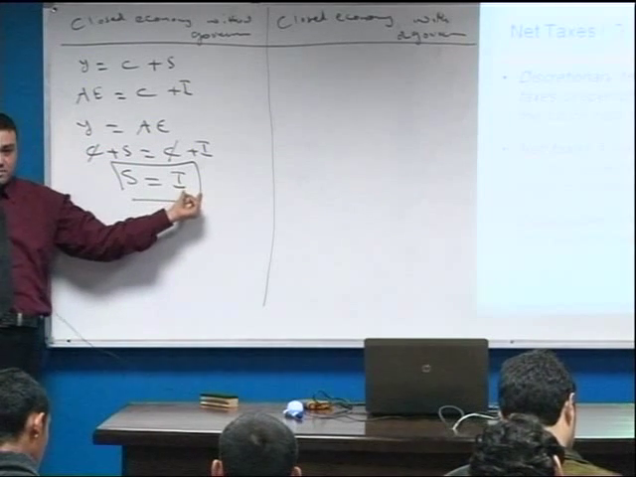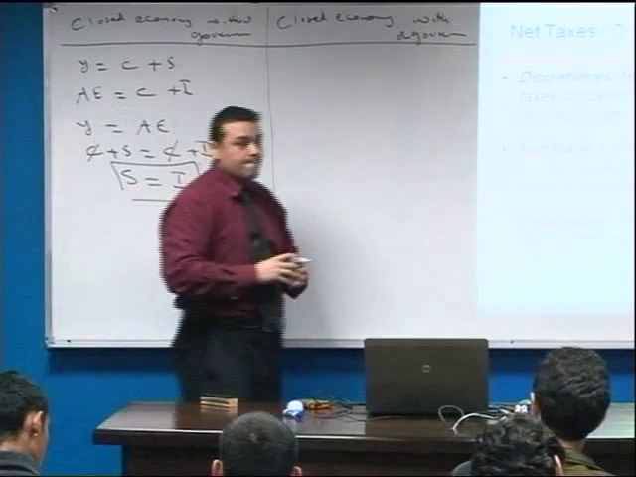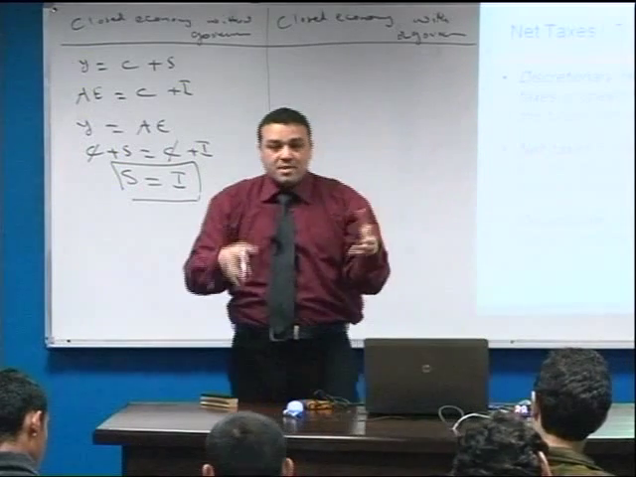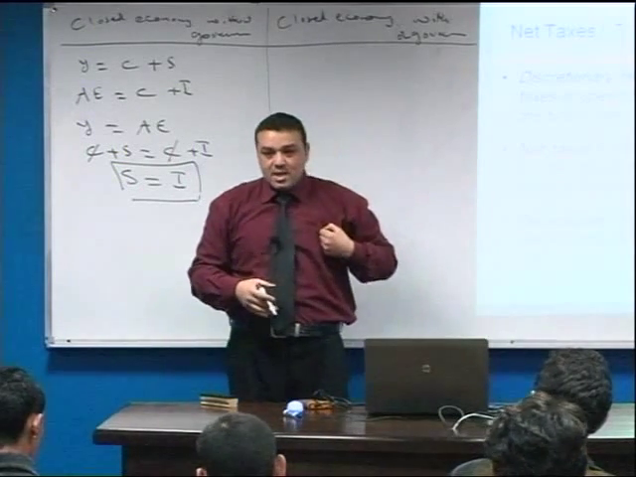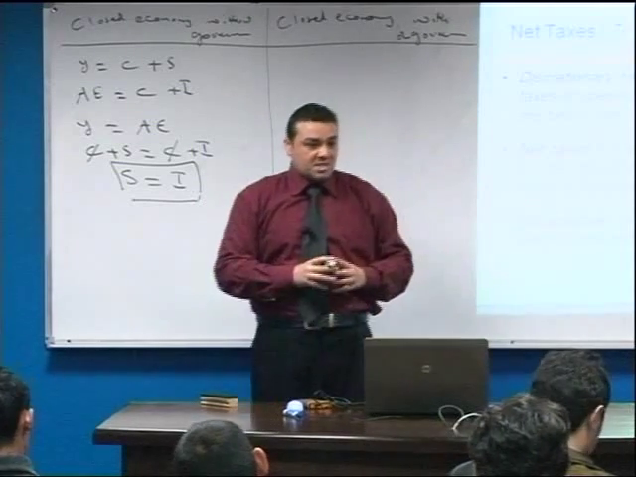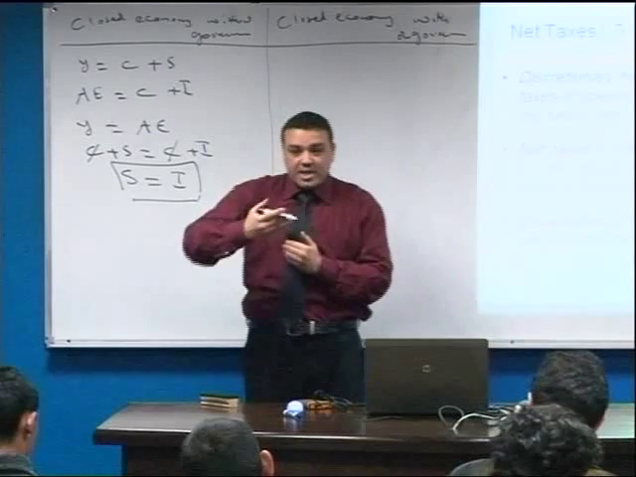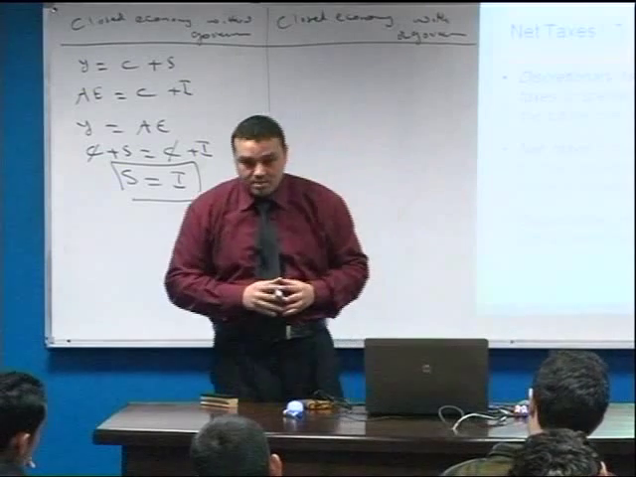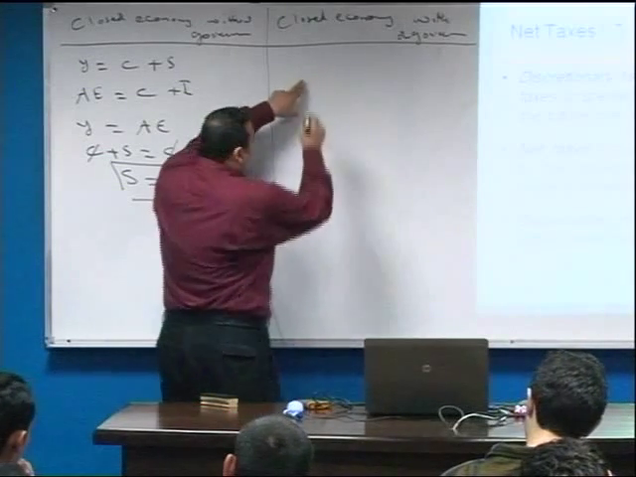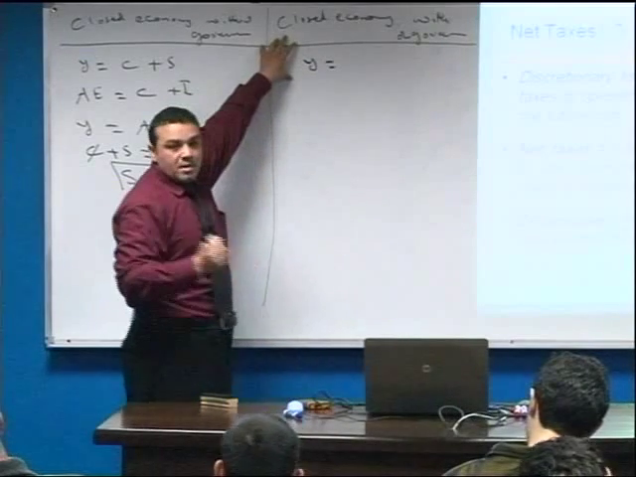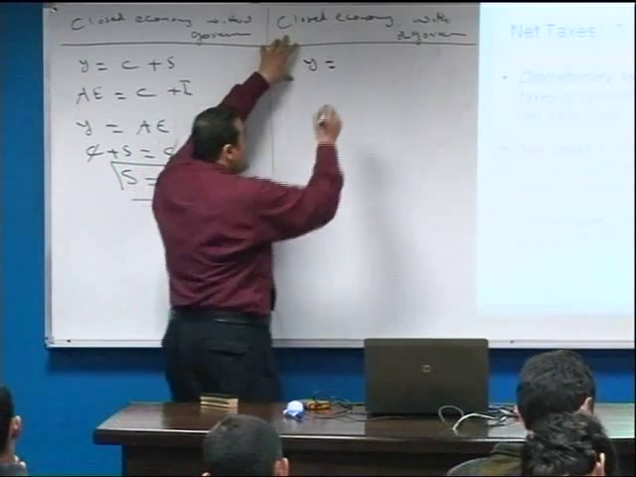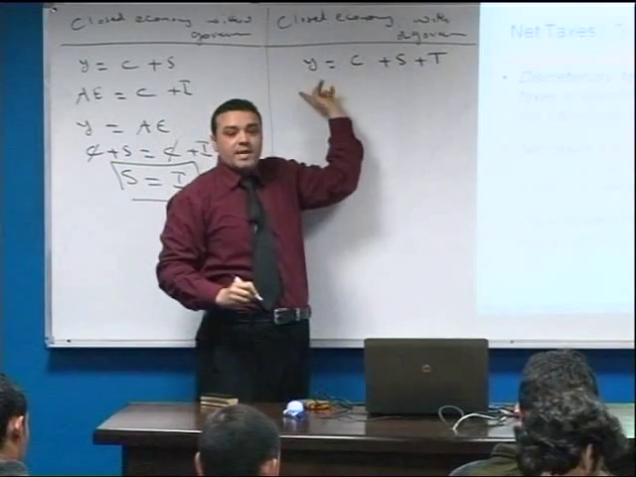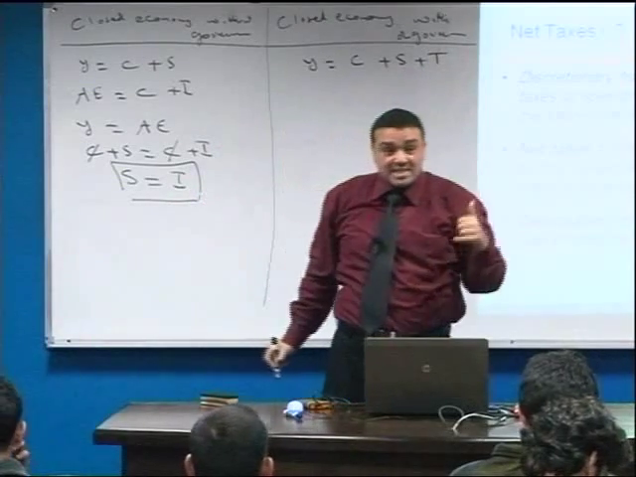Leakages equal injections, right? But if we have a government, as you know, the fiscal policy, the government collects taxes and spends on different goods and services. G is the government spending. T is the taxes, or the net taxes, collected by the government. In this case, Y, the aggregate income, has three parts: consumption plus saving plus taxes, because part of your income will go to the government as a tax.